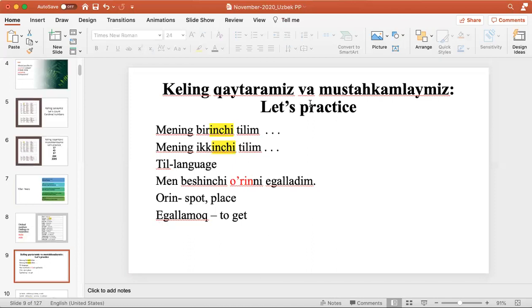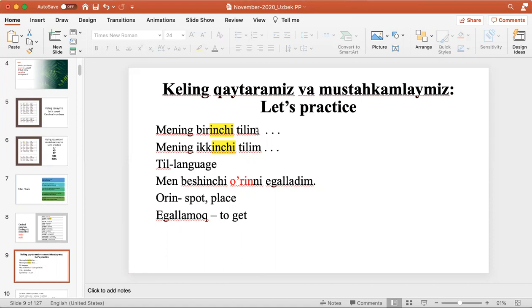Keling, qaytaramiz va mustahkamlaymiz. Let's practice. Meaning, birinchi tilim. For example, if you would like to say my first language is, meaning birinchi tilim, Uzbek tili. Meaning ikkinchi tilim, Rus tili, my second language, for example, and you can add your language, right? Or you could say meaning uchinchi tilim, right? Til means language, and meaning means my, and then you're using your ordinal numbers, right?